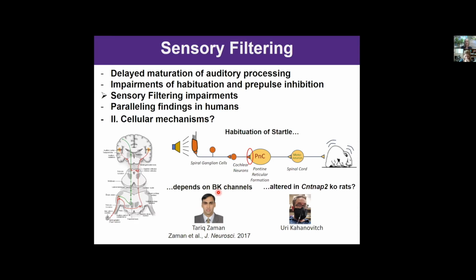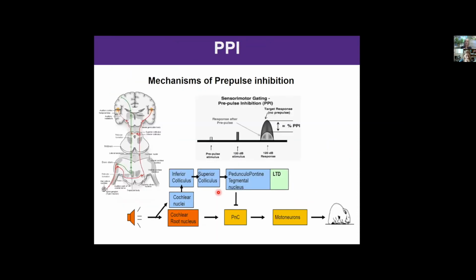So this is just one arm. I'm not going into much detail there. I want to show a little bit more about the work we do on prepulse inhibition. Again, prepulse inhibition is mediated by this feed-forward midbrain loop that then inhibits PnC giant neurons.